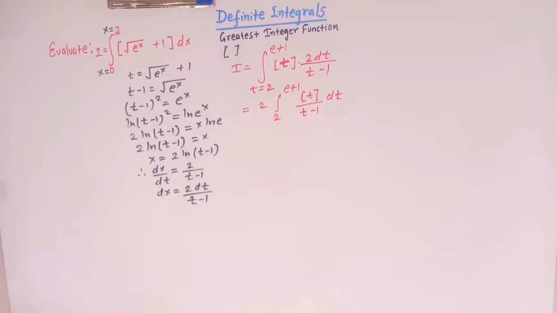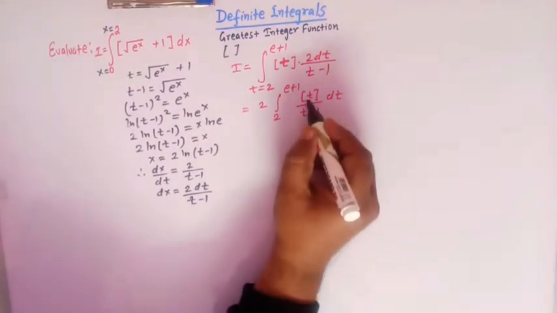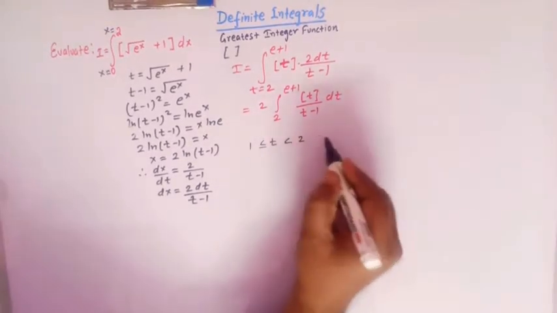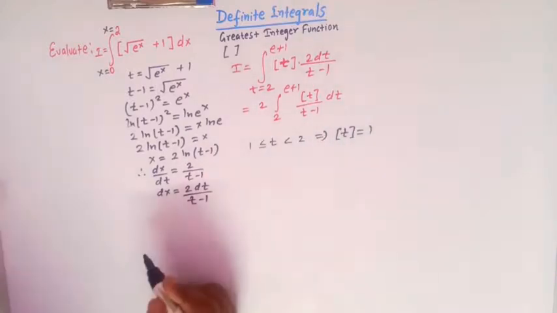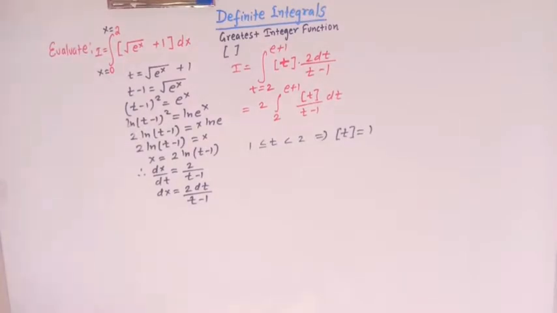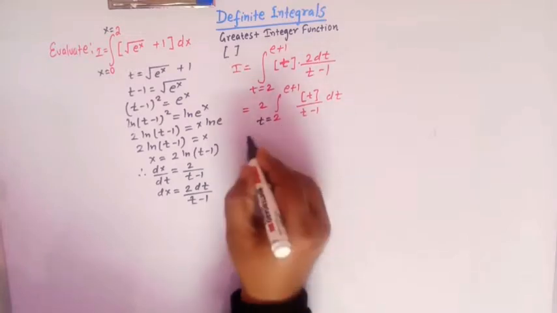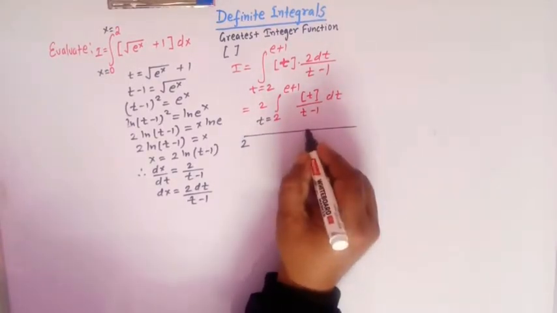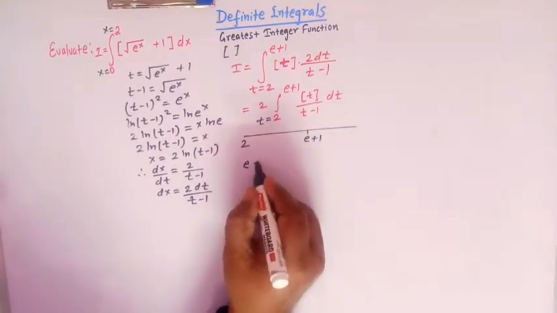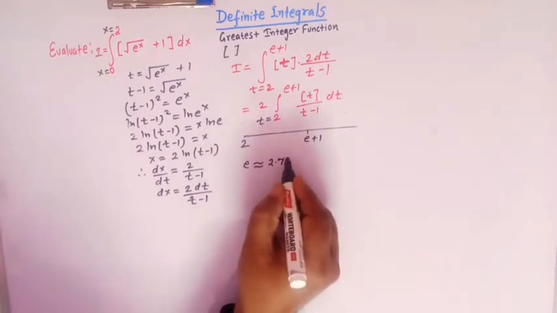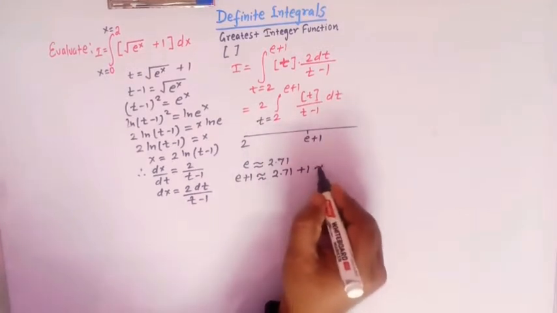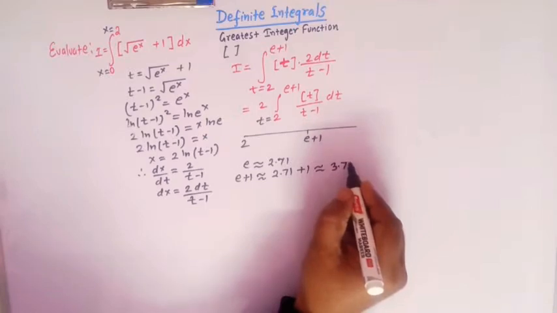Now viewers, here we have to make use of the definition of the greatest integer function, which says that when t lies between, say, 1 and 2, then the value of greatest integer t is equal to 1. We will make use of this definition. Now we see that t varies from 2 to e plus 1. Here we have 2, and e plus 1 lies somewhere here. We know that the approximate value of e is 2.71, so the approximate value of e plus 1 is 2.71 plus 1, that is equal to 3.71.